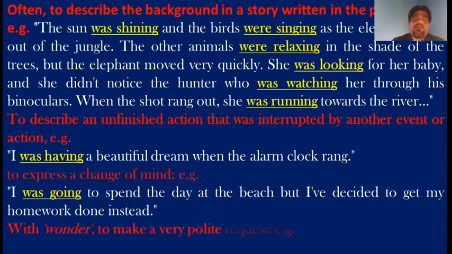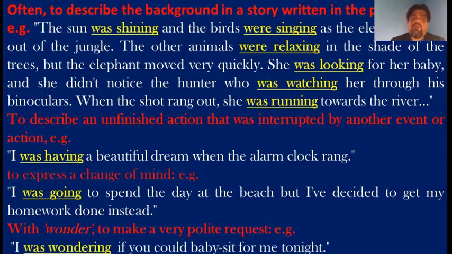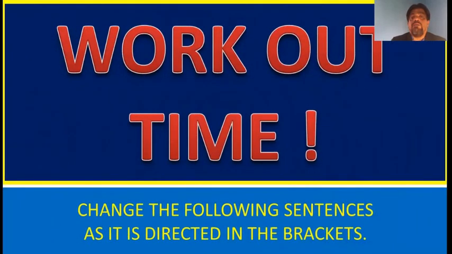And the last thing, with wonder, to make a very polite request. How could we ask? I was wondering if you could babysit for me tonight. I was wondering if you could do that. And that is the way we could use the verb plus ing form along with was or were. Remember, past continuous tense is used with the ing form.